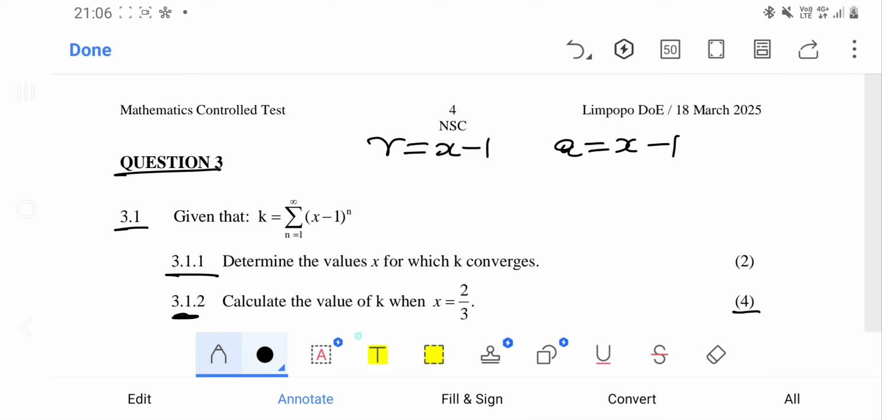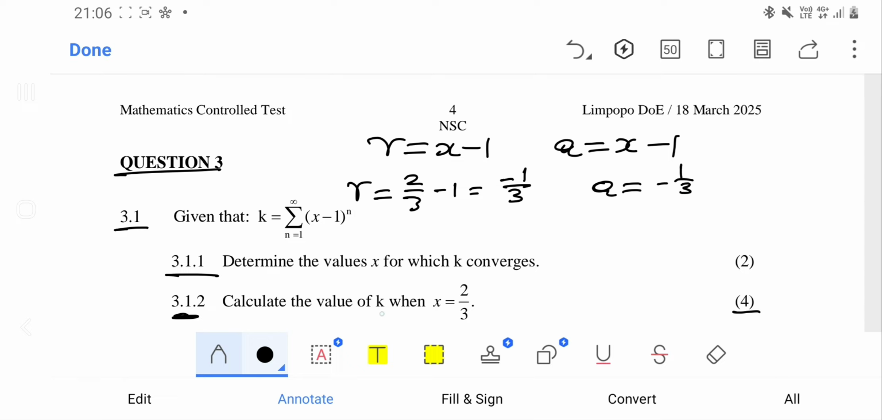So 3.1.2, calculate the value of k when x is equal to 2 divided by 3. So if x is equal to 2 divided by 3, we know that r will be what? 2 divided by 3 minus 1. And then this is the same as 3 times -1 is -3. So it's 2 minus 3. We get -1 divided by 3. And then it means the first term will be -1 divided by 3 as well.